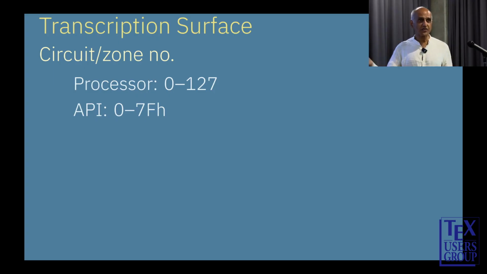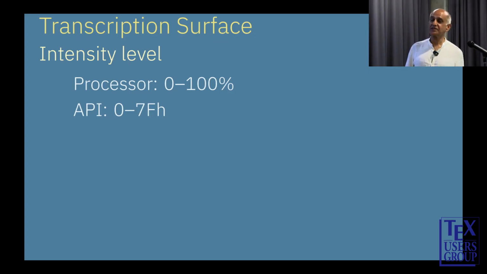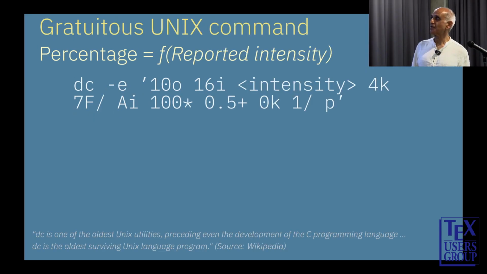All right. Zones are decimal at the processor. API, they're hex. This is fairly trivial because it's a one-to-one mapping. It gets a little bit more interesting with intensity levels at the processor, like when we do the audit, 0 to 100%, human readable, API still 0 to 7H. Similarly with fade and levels. So what's one to do?